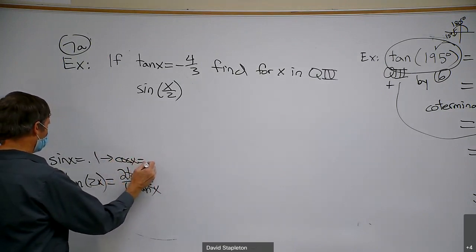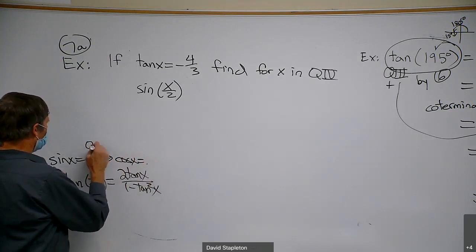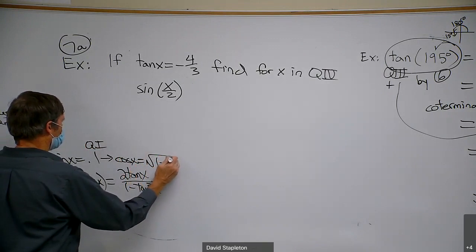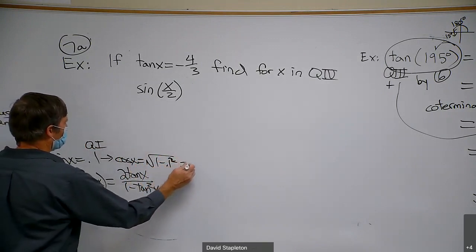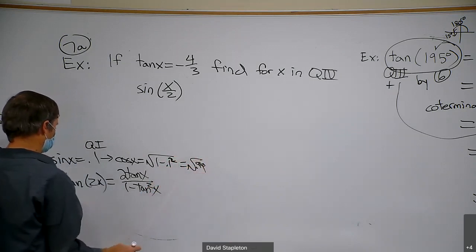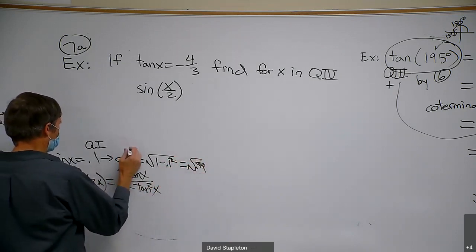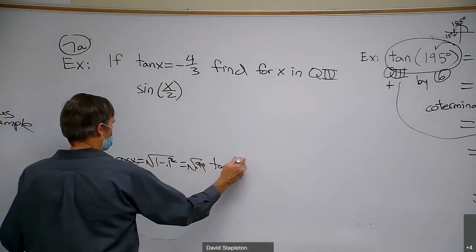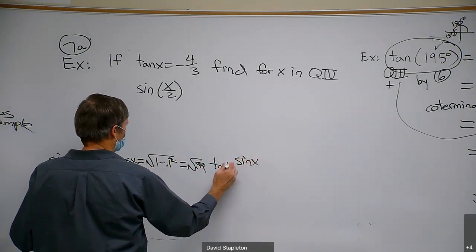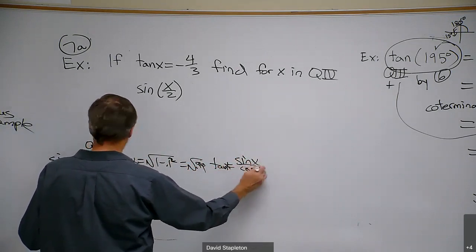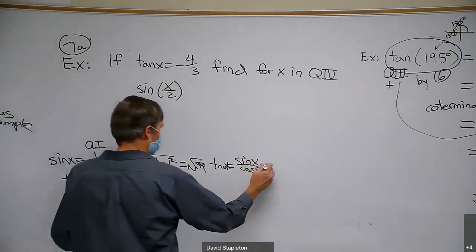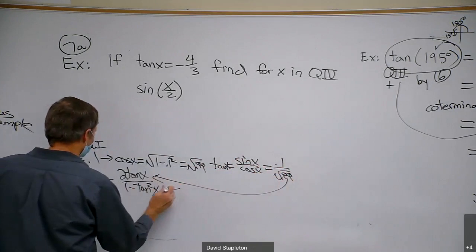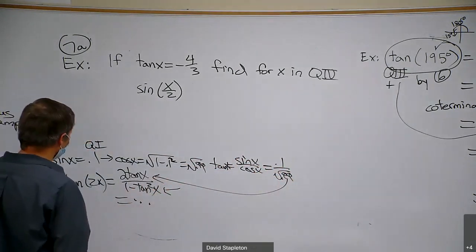So I'll say, if it's quadrant 1, cosine is square root 1 minus 0.1 squared, right? Is square root 0.99. And then tangent is sine over cosine, which is 0.1 over square root 0.99, and I just put that in for tangent, and I can compute whatever this is. So that's what we did for double angles.